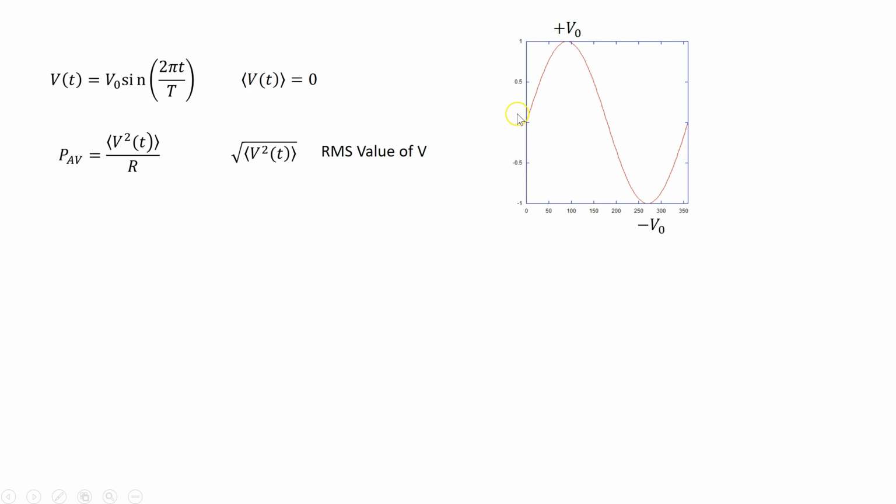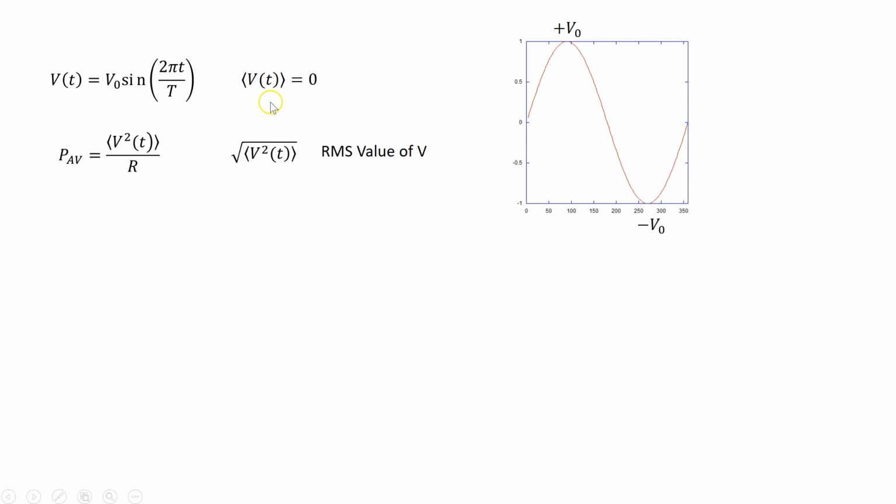Here's the sine wave drawn out. You can see it goes to a peak value plus V0 and a negative peak minus V0, so the total swing in voltage is 2 V0. However, the average of this sine wave over a period is 0 because it spends as much time at positive voltages as negative voltages. So the average of the quantity is not very useful.